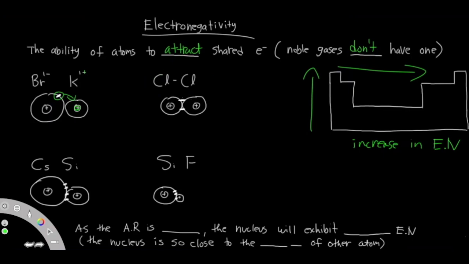Then we have our chlorines. We have an electron here and an electron here. The electrons want to go towards this positively charged nucleus. This electron wants to go towards this positively charged nucleus. The positive charges within the nucleus want to attract these electrons that are being shared, as so. Lastly, we have our cesium and our silicon.